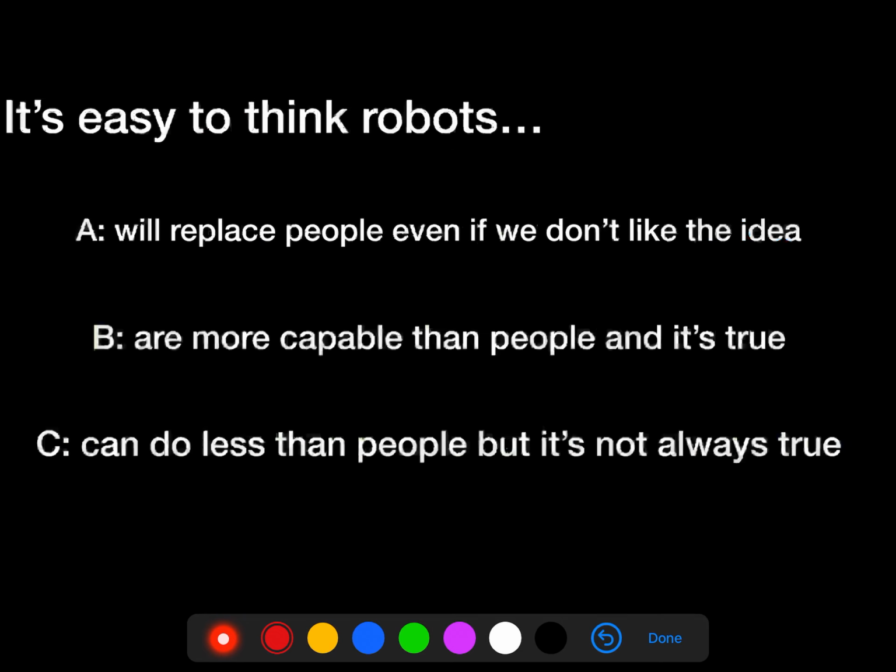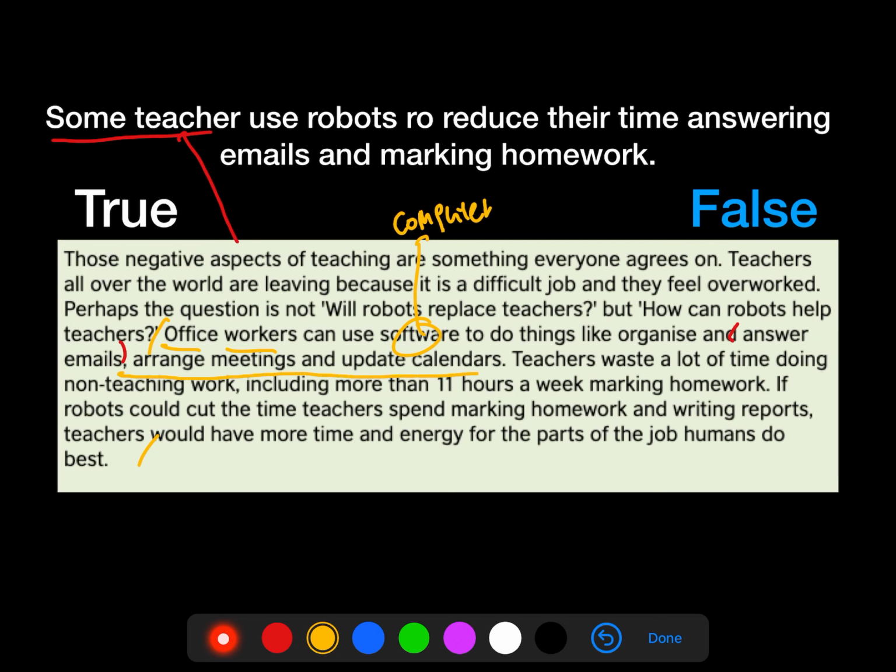But we need to continue. Arrange meetings, update calendars. So this computer is doing these things, not a robot. Teachers waste a lot of time doing non-teaching work, including more than 11 hours a week marking homework. If robots could cut the time teachers spend marking homework and writing reports, we cannot find writing reports in this sentence. Aha. So the answering emails was from the software used by office workers. It was not by some teacher's robot. It was just marking homework, but we missed writing reports. So the answer is false. Very good.